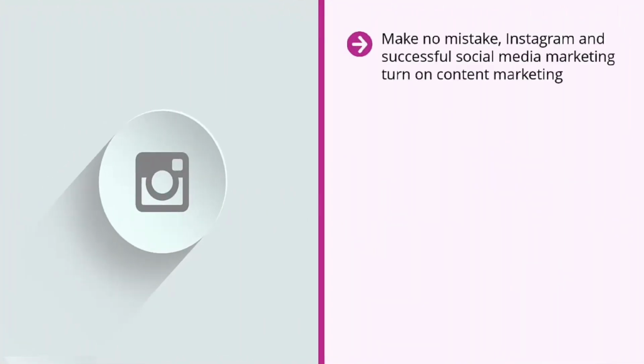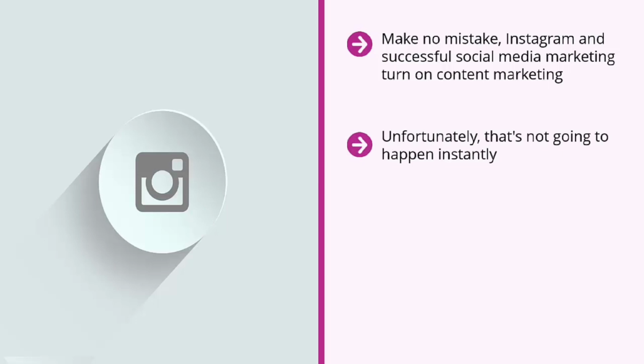Make no mistake, Instagram and successful social media marketing turn on content marketing. You can't just pull traffic from all these places and expect that traffic to convert. That traffic must trust you. Those are real people. They must be made to feel that they know and like your brand enough for them to trust it. Unfortunately, that's not going to happen instantly. It has to go through a sequence of content.